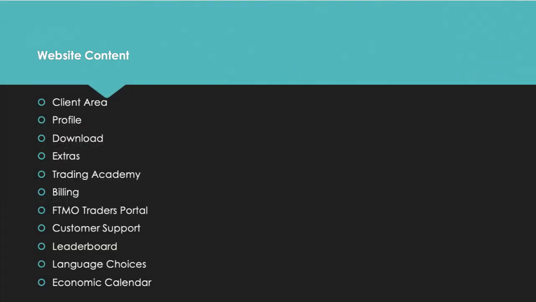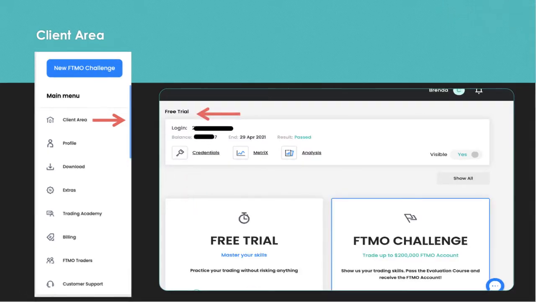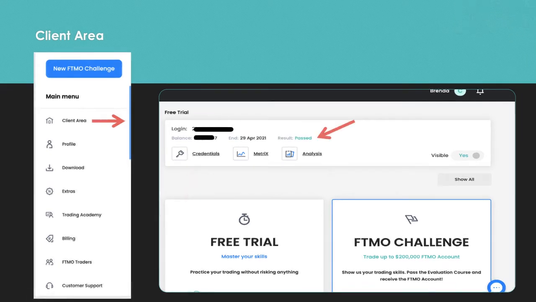When you log on, there's a menu on the left-hand side, and we're just going to go through that menu section by section. To start off with, we'll look at the client area. In the client area, the first thing you'll see is what challenges you're in, all in the same area. It will show you what verifications you're in. It will show you any free trials that you have going and whether they are ongoing or whether you have passed them.